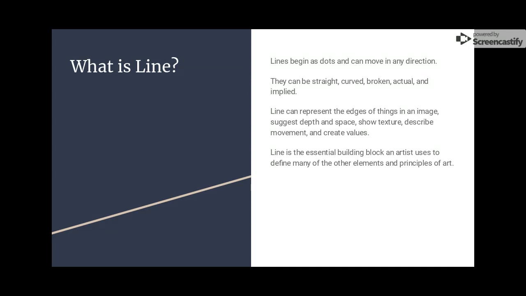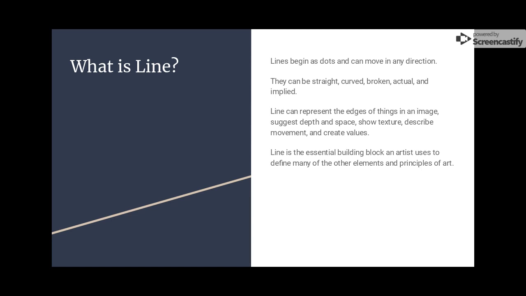A line can represent the edges of things in an image. It can suggest depth and space to what you're drawing. It can show texture. It can describe movement. And it also is useful in creating values when we do techniques such as hatching or cross-hatching, which we'll get into when we talk about values.